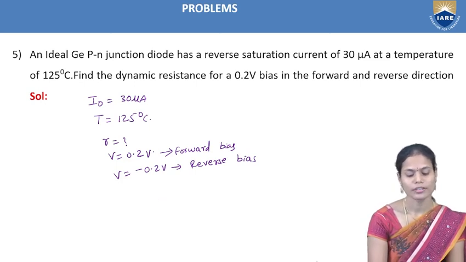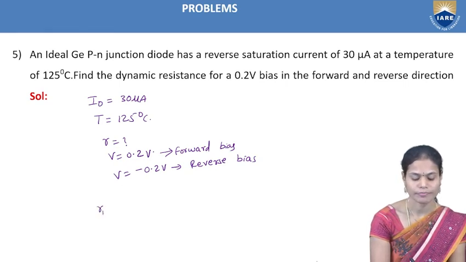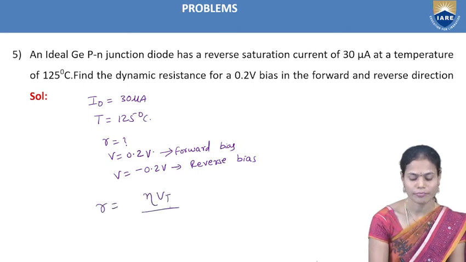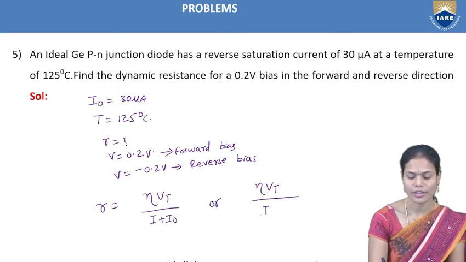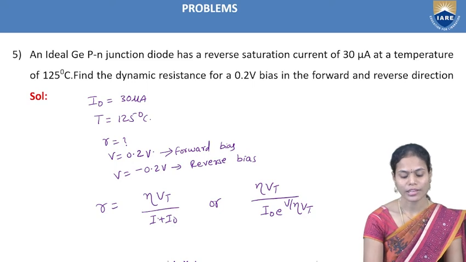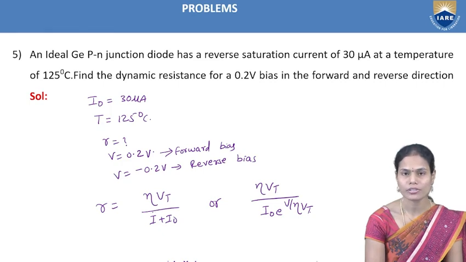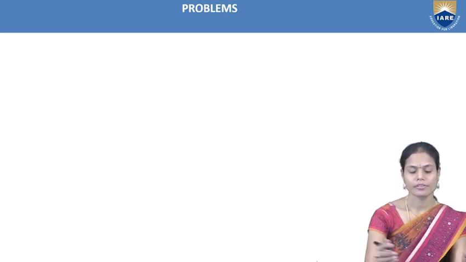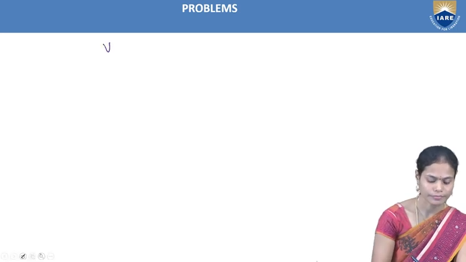So to calculate the forward and reverse dynamic resistances, we have the formula R equal to eta Vt by I plus I naught, or eta Vt by I naught e power V by eta Vt. So here we require the value of I, and the remaining are all there. To calculate the dynamic resistance, first of all we need to calculate the voltage equivalent of temperature Vt as well as the current which is flowing in the diode. So first I am calculating the Vt value.